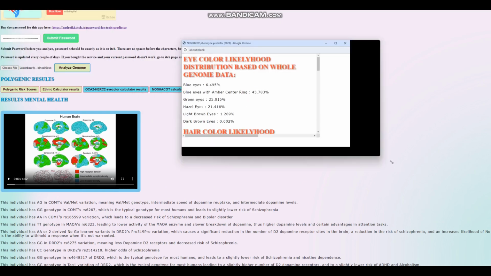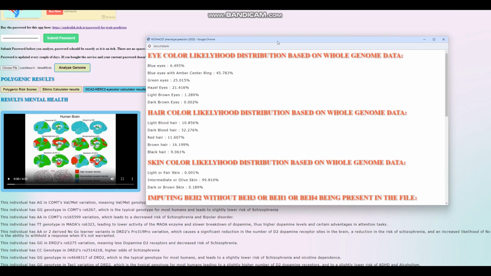The difference between NOSHACOT and the OCA2 and HERC2 eye color estimator is that NOSHACOT takes into account all of the other genes as well, not just OCA2 and HERC2. So you see with NOSHACOT, the score is actually different. With NOSHACOT, he seems to be scoring blue eyes with an amber center as number one, green eyes as number two, hazel eyes as number three, and blue eyes actually come at number four. He's got blue eyes with an amber center instead of blue eyes, if you take every other gene into account.